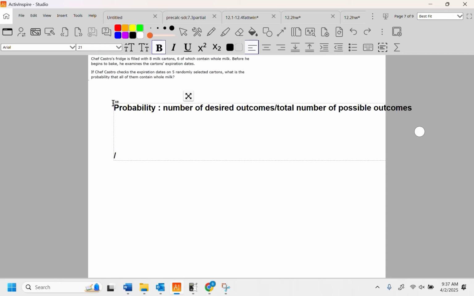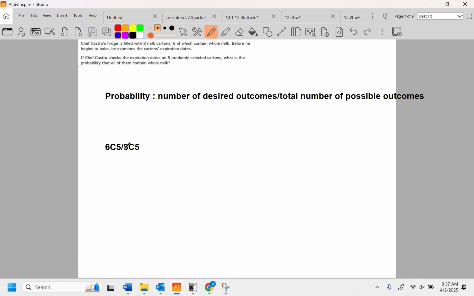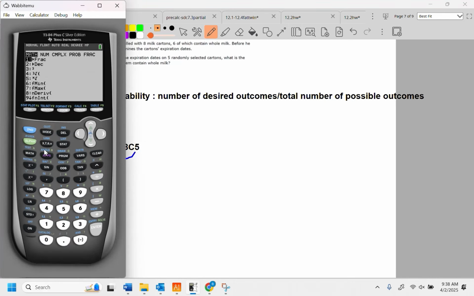Now, the bottom's the easy part. I am picking 5 of 8. The bottom's 8C5. The top's the one you got to think about. There's 6 whole milks, and I only want to pick 5 of them, so 6C5. I do want you to pay attention that these numbers are matching. That's a big deal. Those are matching. So then I go to my trusty TI-84, I go to math, I go to probability, nCr, and it was a 6 choose a 5, and that's sitting pretty over 8 choose 5.